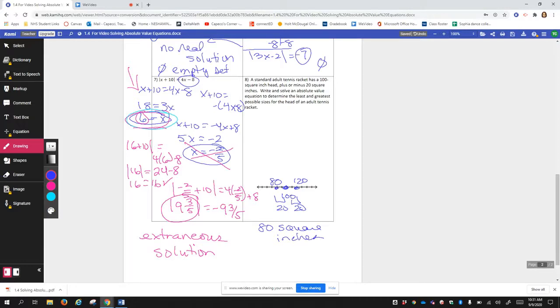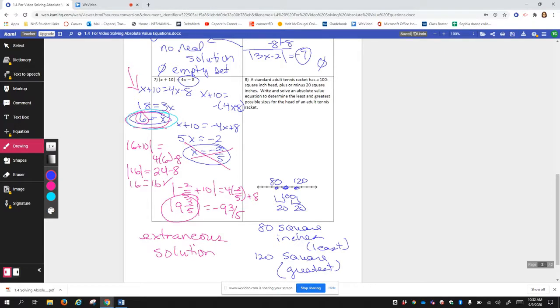Again, it says write and solve an absolute value equation, which we're going to do. Least and greatest possible sizes. So the least could be 80 square inches, and 120 square inches is the greatest. So anywhere between 80 and 120, we're good, and we've followed the rules.